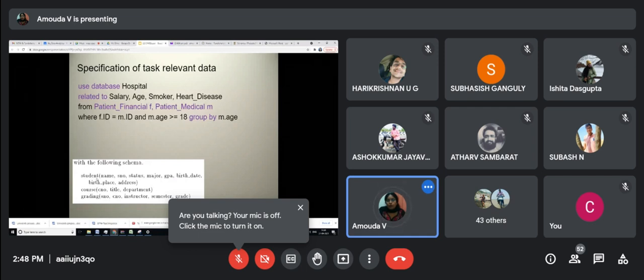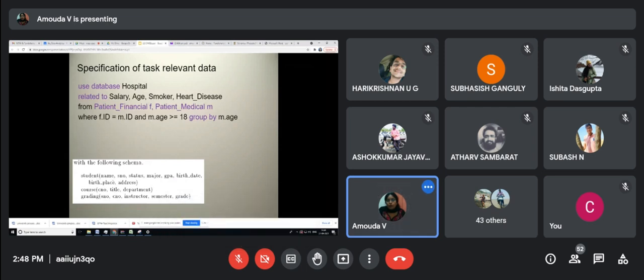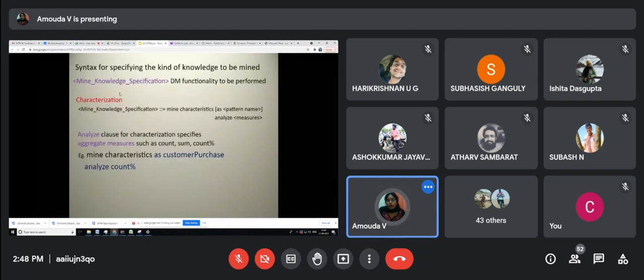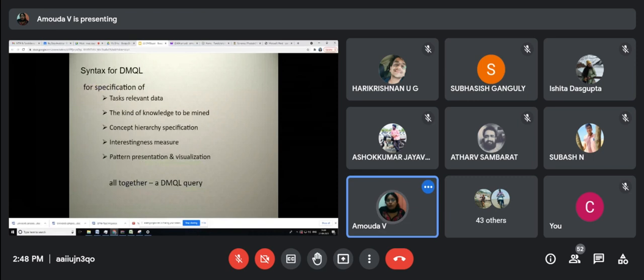Or else, student name. So, what is this? Table is student with all the attributes. Course is this one. Grading is this one. So, from this, you can write the query for selection of task relevant data. Okay. So, we have finished only task relevant data. Please, students, if you understand this properly, then I can go to the next.